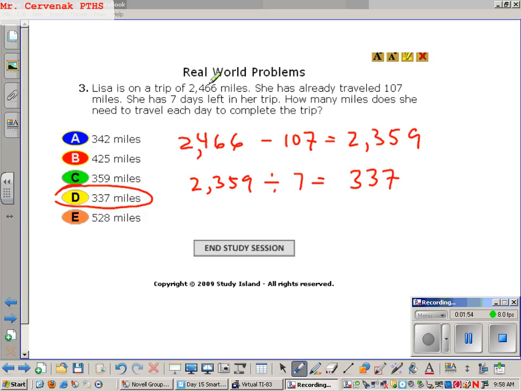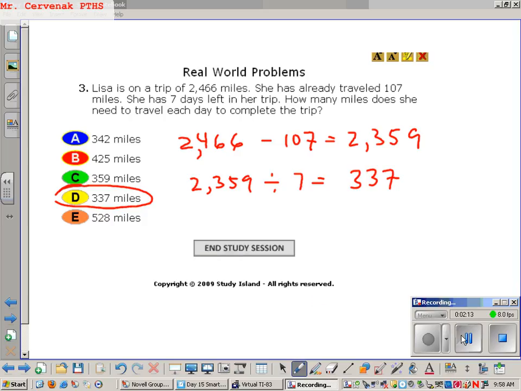Here we have a problem involving travel. Lisa's on a trip of 2466. She has already traveled 107. 2466 minus 107 equals 2359. To find out how much she needs to travel each day, we take the 2359 divided by 7 equals 337 miles each day.